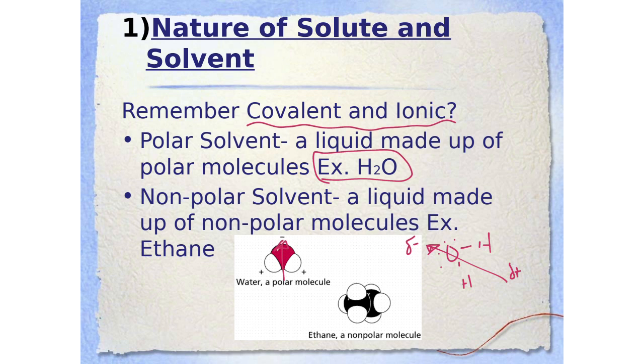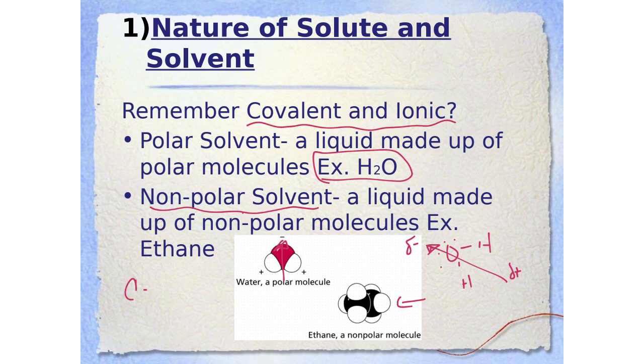Similarly, you're going to need to know whether a substance is nonpolar. So if we have a nonpolar solvent, recall that the molecule will be symmetrical in terms of the electronegativity and the distribution of electrons throughout that molecule. So ethane here is an example of a nonpolar molecule.